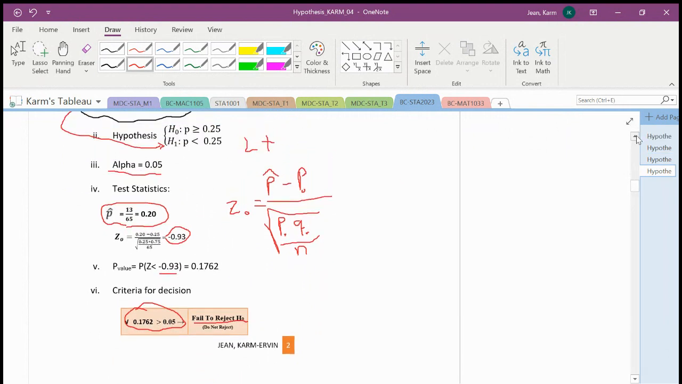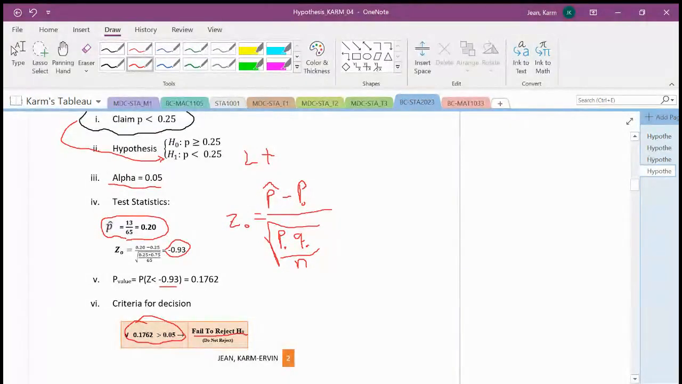Okay, I have a question for you. What will be the conclusion? Remember that the claim is with H1. Now, my decision is fail to reject H0. What will be the conclusion?